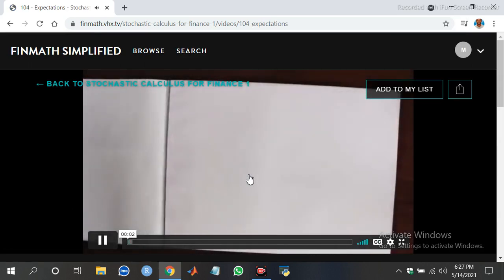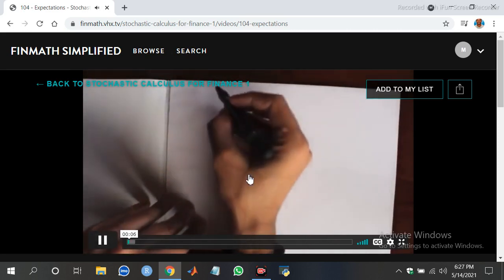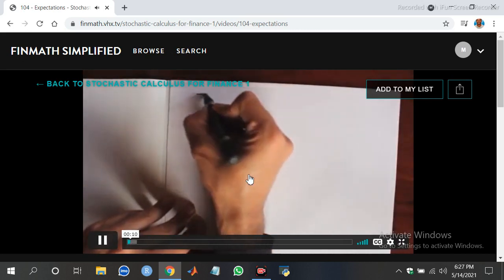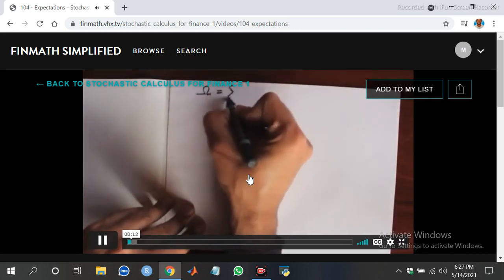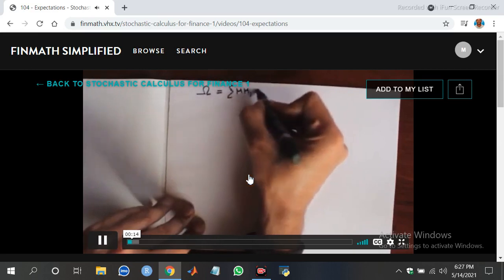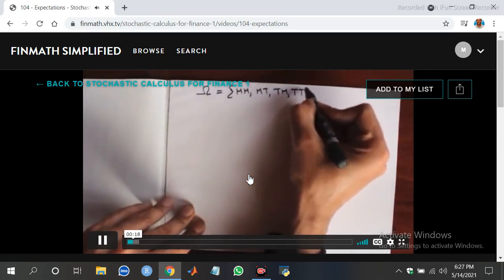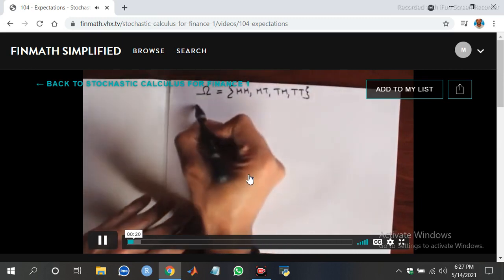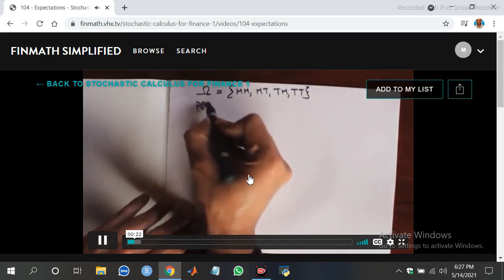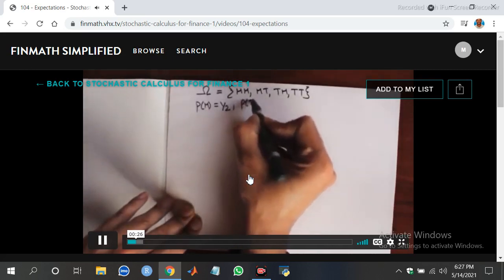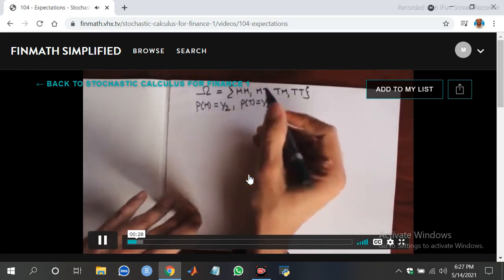Hi guys, today we're going to talk about expectation of random variables. So let's define our experiment. We're going to take a coin and we're going to toss it twice. The sample space that we get from there is HH, HT, TH, and TT, right? Let's also define a probability measure under which the probability of getting a head is half and the probability of getting a tail is also half.